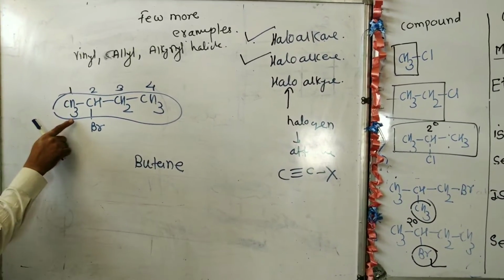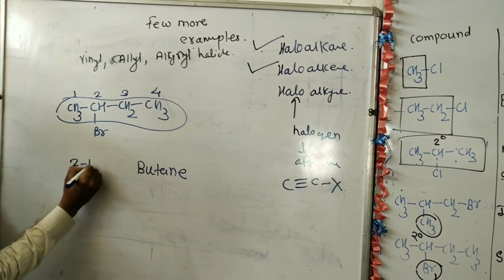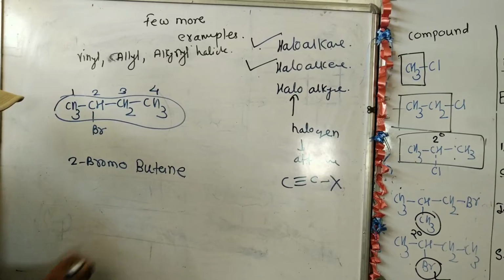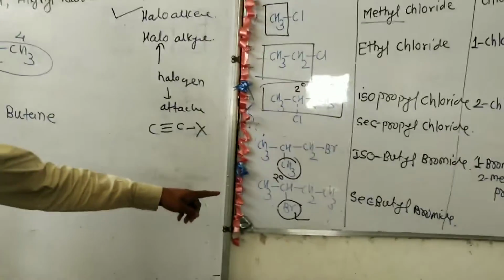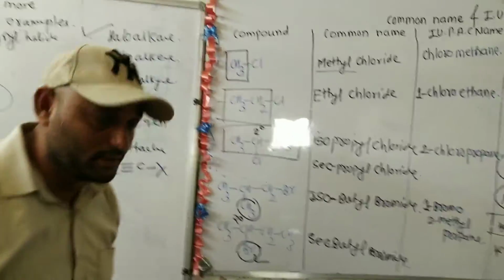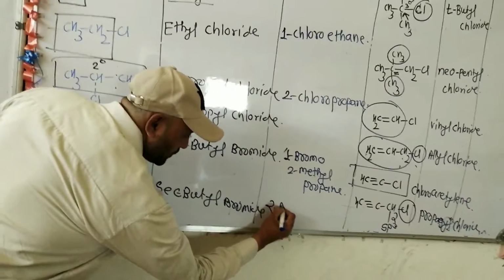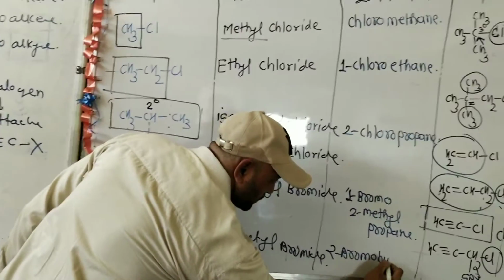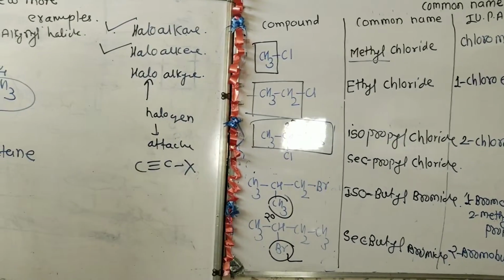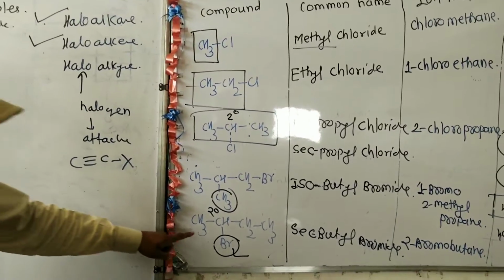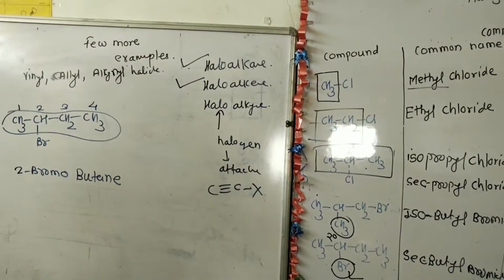What remains thereafter? Second carbon has bromine, so it is 2-bromo. 2-bromobutane. So what is the name of secondary butyl bromide? 2-bromobutane is the name of secondary butyl bromide.